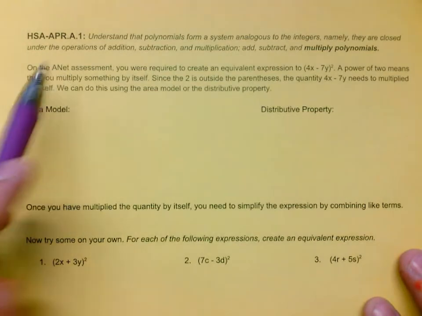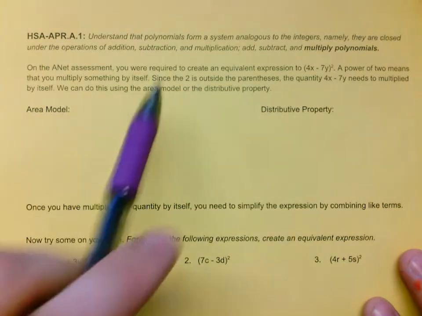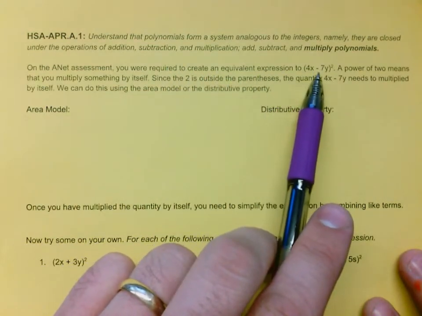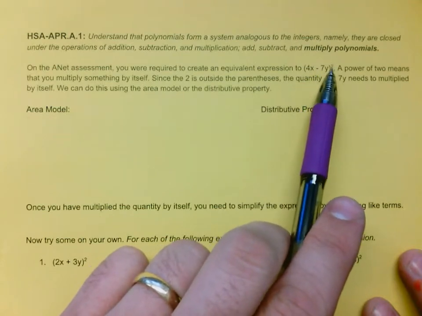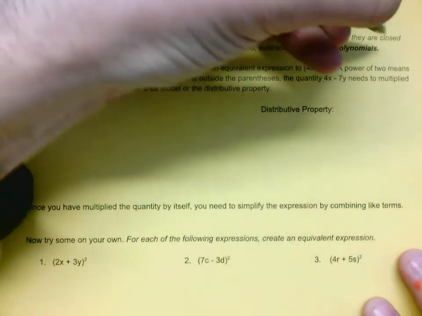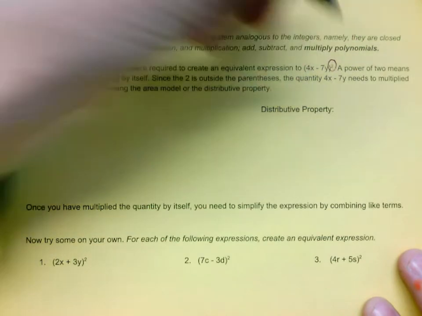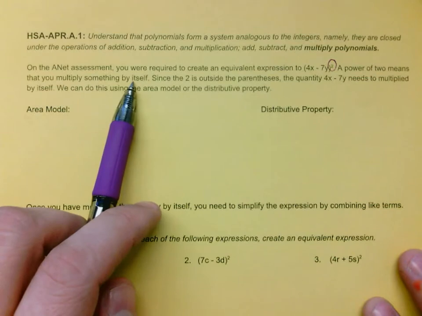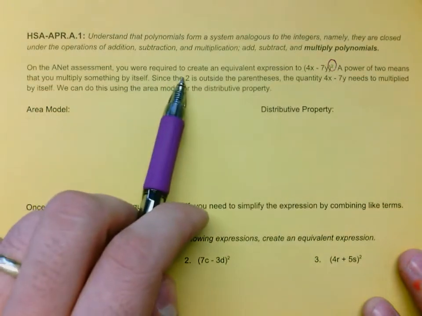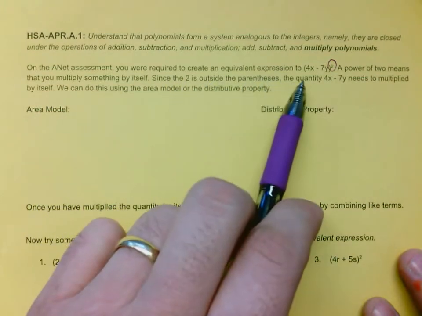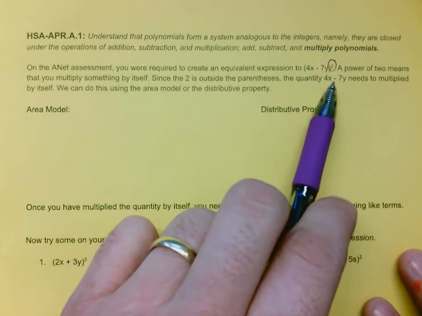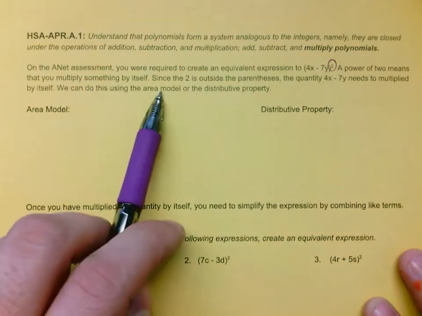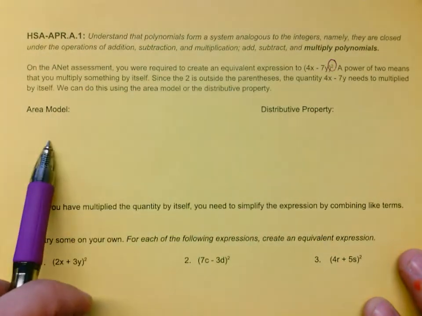On the A-Net assessment that you took before break, you were required to create an equivalent expression to the quantity 4x minus 7y squared. This right here is a power of 2, and a power of 2 means that you are multiplying something by itself. Because that 2 is outside the parentheses, the quantity inside, 4x minus 7y, needs to be multiplied by itself. You can do this using the area model or the distributive property, and I'm going to model both for you.